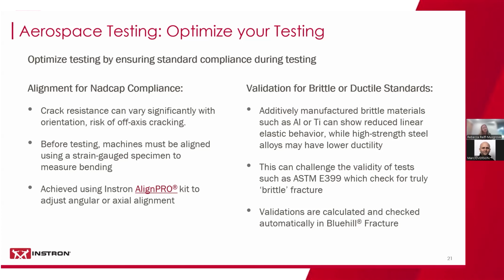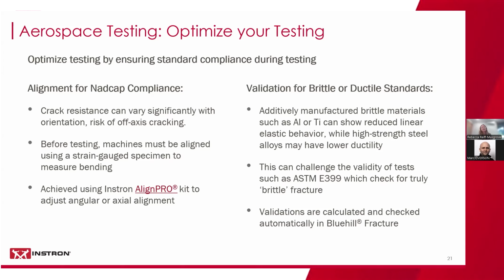So before testing, we need to make sure that samples and machines are aligned, and the way that we do this is using a strain gauge specimen to measure the bending forces and how much bending there is. Again, this is something Instron has a solution for, and what we use is the Align Pro kit, which allows the user to adjust the angular or axial alignment to ensure that we have a perfectly aligned load string for compliance.